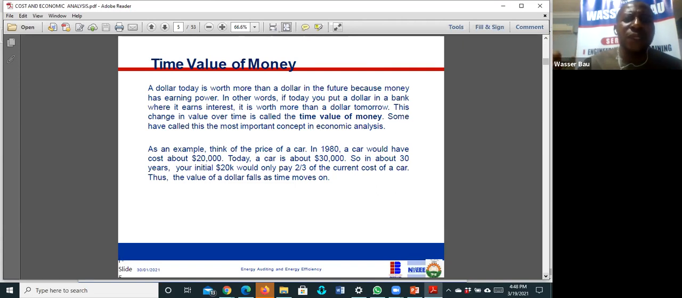As an example, think of the price of a car in 1980. A car would have cost about $20,000. Today, a car is about $30,000. So in about 30 years, the initial 20K would have paid for two thirds of the current cost of a car. Thus, the value of a dollar falls as time moves on.